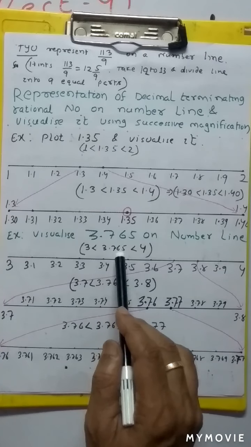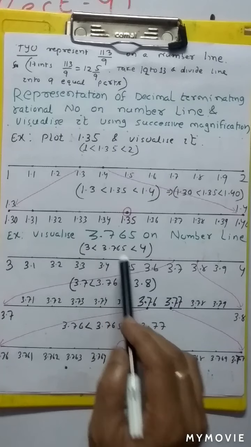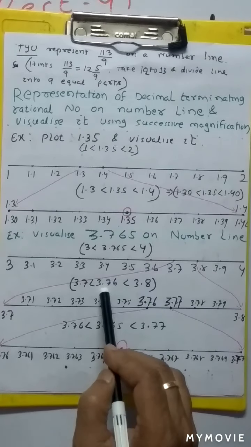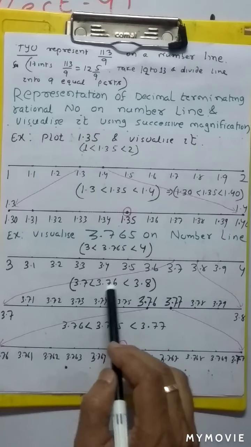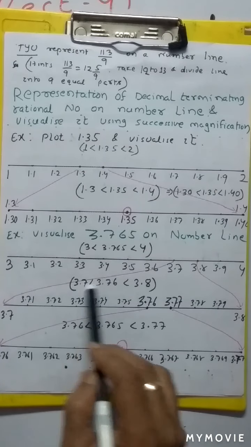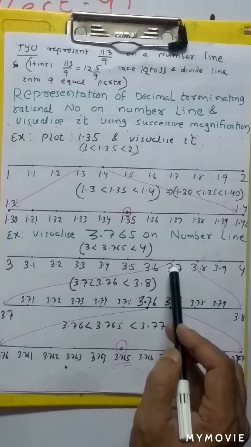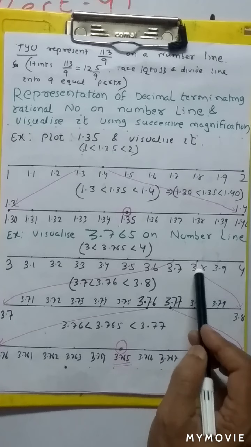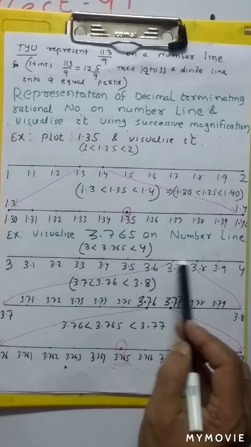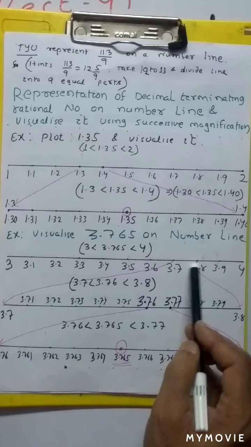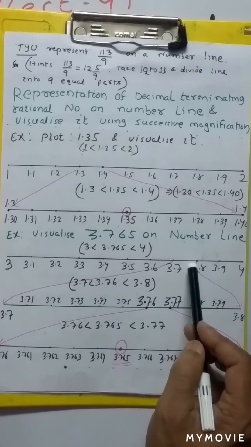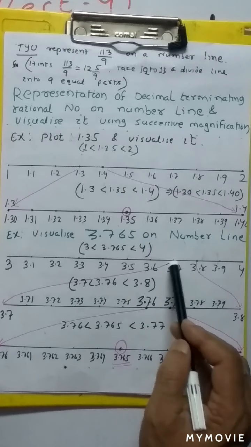3.765, you first take 3.76. Here it is 3.765. I will take 3.76 first. So this 3.76 will lie in between what? 3.7 and 3.8. You see, this is 3.76, which is greater than 3.7 and less than 3.8. So here this is 3.7. Here this is 3.8. In between 3.7 and 3.8, the gap is very small. We cannot visualize 3.76 in between 3.7 and 3.8 because the length is very small. So we can magnify this line.